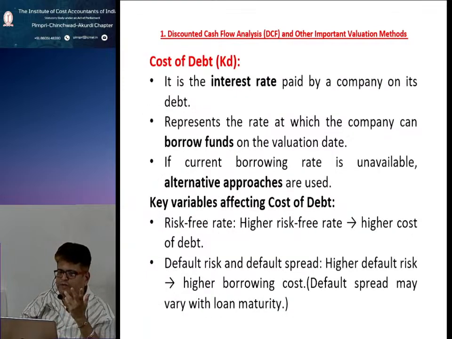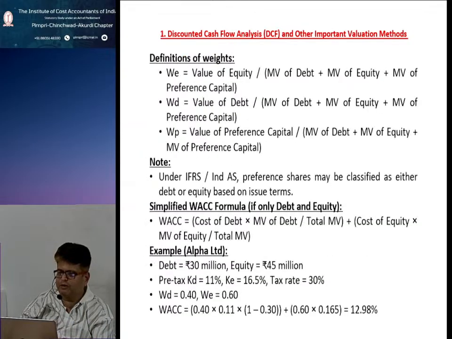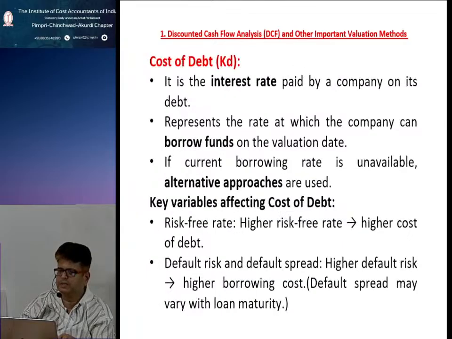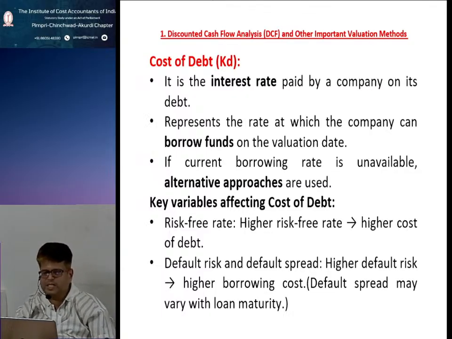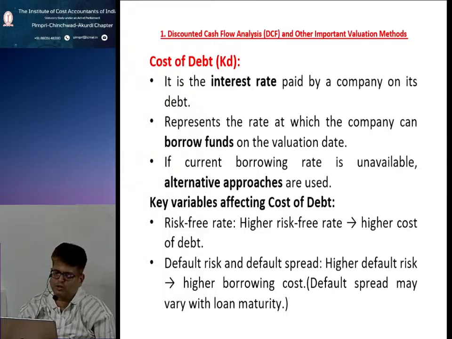is equal to 12.98%, which is the discount rate, or the WACC that is arrived at. So this is cost of capital, or the definition of weight, that we have tried to explain. Then comes cost of debt, represented as KD. It is the interest rate paid by a company on its debt. Obviously no debt is free, and therefore the interest cost will always be the expense or the cost of debt. It represents the rate at which the company can borrow funds on the valuation date.